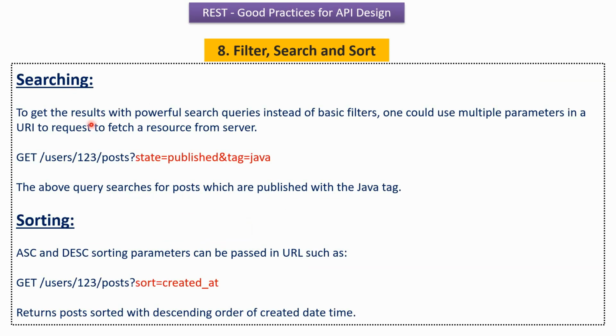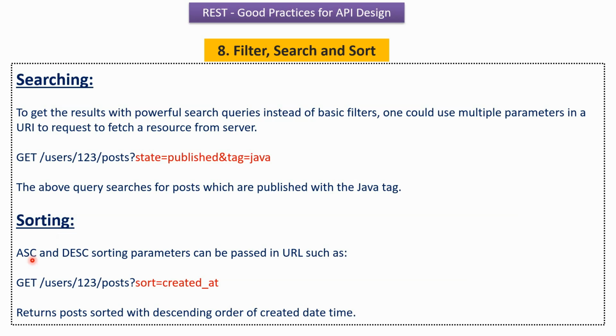Searching. To get the results with powerful search queries instead of basic filters, we can use multiple parameters in the URI. Here you can see the example. This will return all the posts where state value is published and tag is Java.